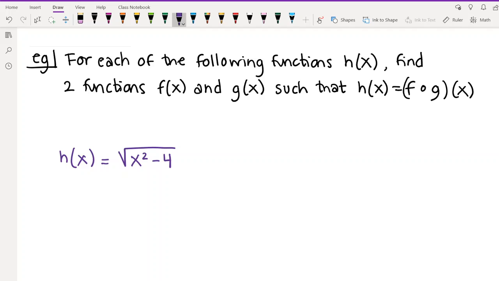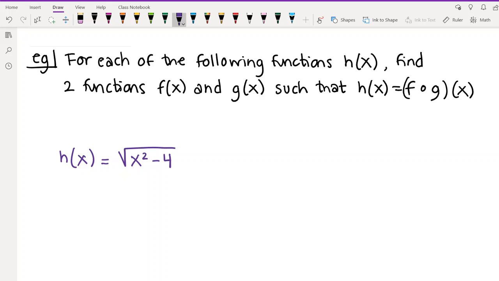So I should say, by the way, that there are multiple ways of breaking these down. I'm going to do the way that I think is the best way first, just because I think it's the simplest way, but I'll show you another way, at least for this one, that it can be broken down.